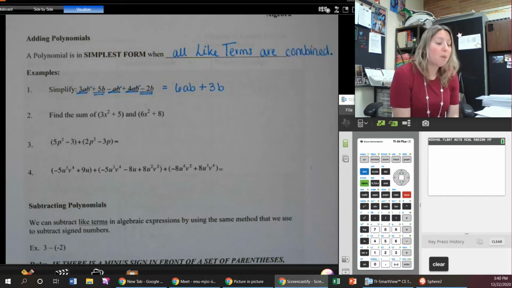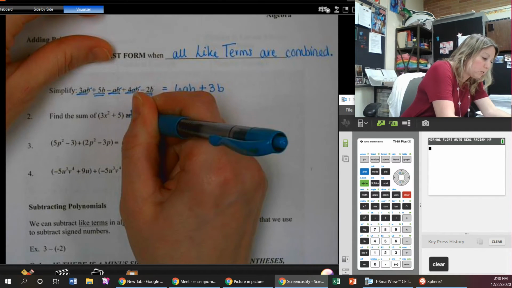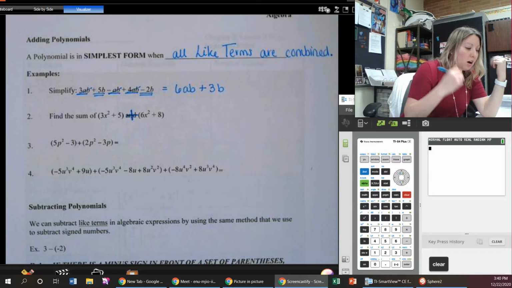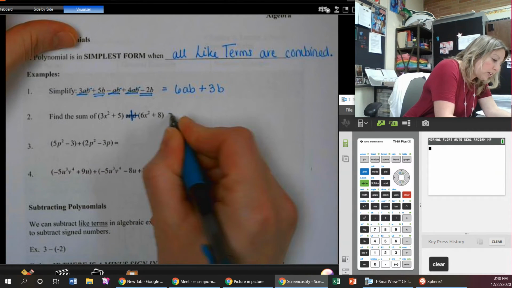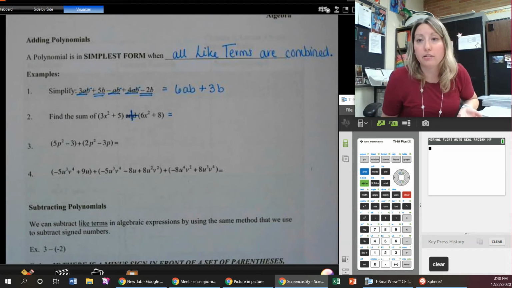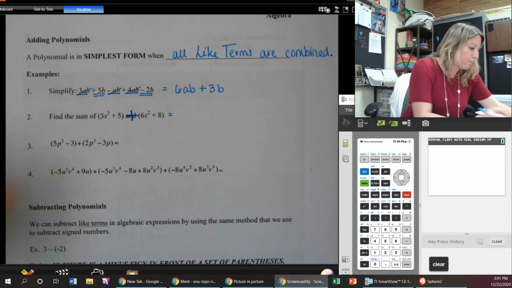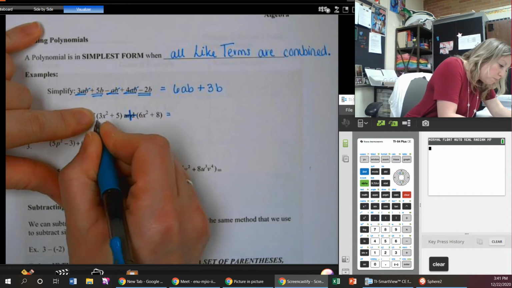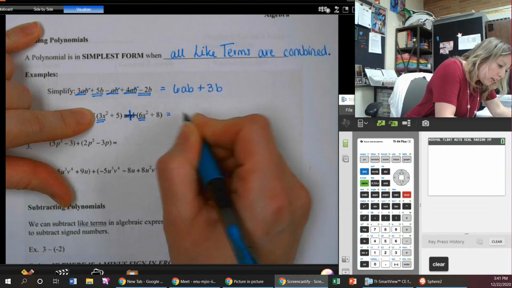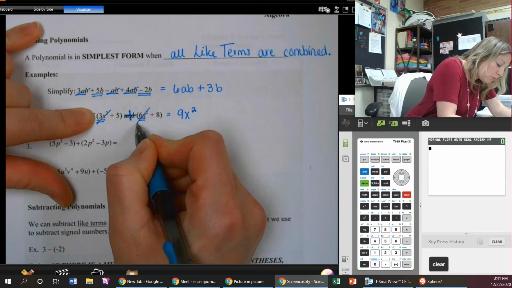Number two, sum means to add. So this really just means add these two things up. Again, that just means to combine like terms. Things that are not like terms cannot add and subtract. They just get linked with plus and minus signs. So 3x squared plus 6x squared, those being the like terms, gives me 9x squared. Done and done with those.